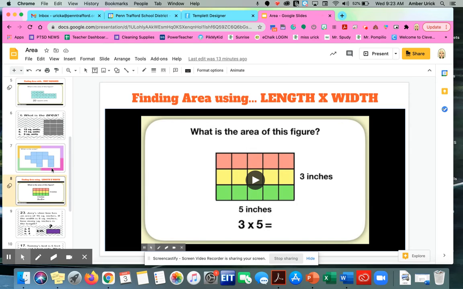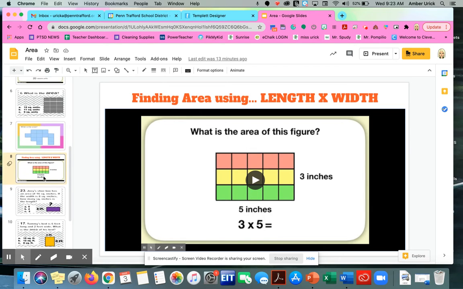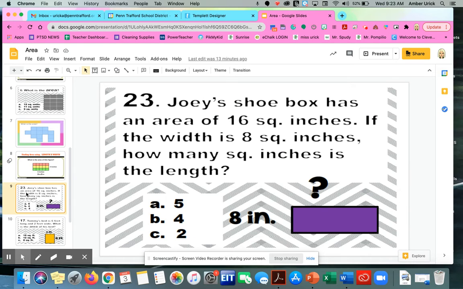Okay, so we're going to use length times width to solve a few more examples. So check out slide number 9. It says Joey's shoebox has an area of 16 square inches. If the width is 8 square inches, how many square inches is the length? So now we have a missing number that I'm throwing in for you. If we use length times width, we have the width, but we don't know the length.